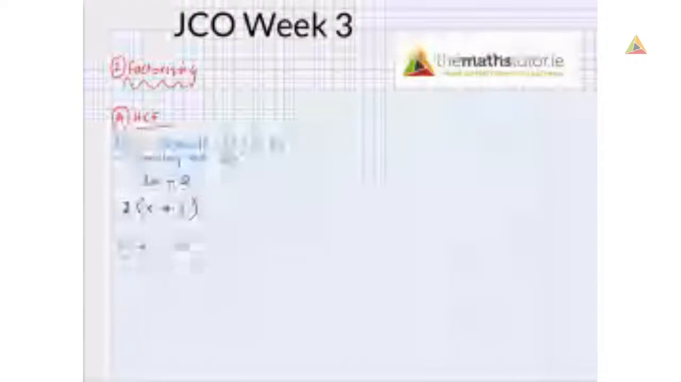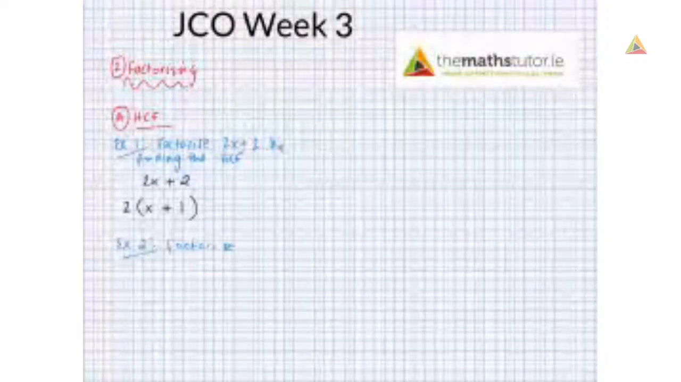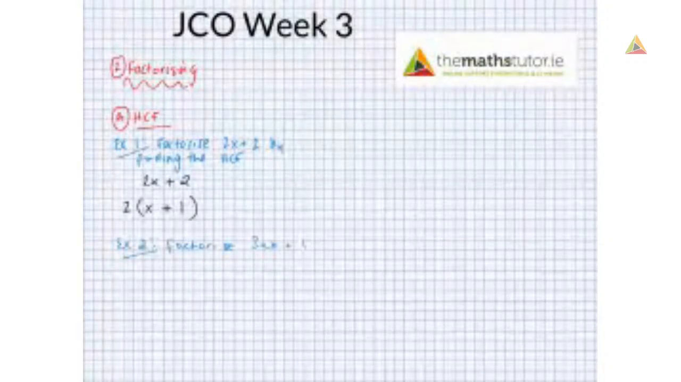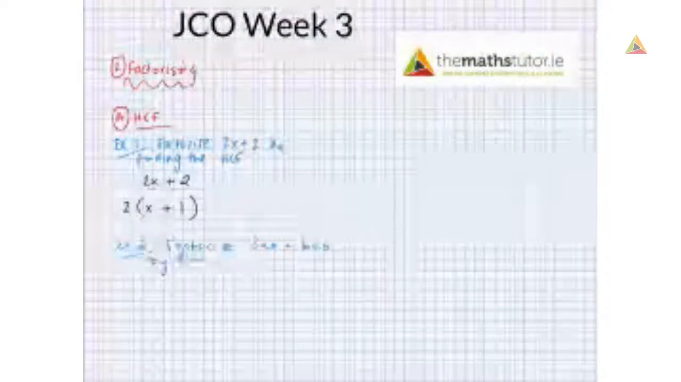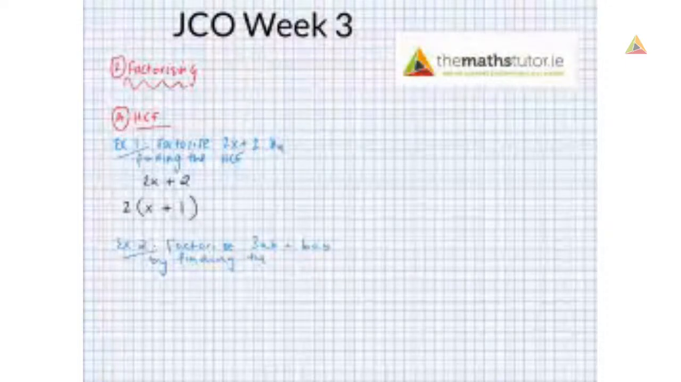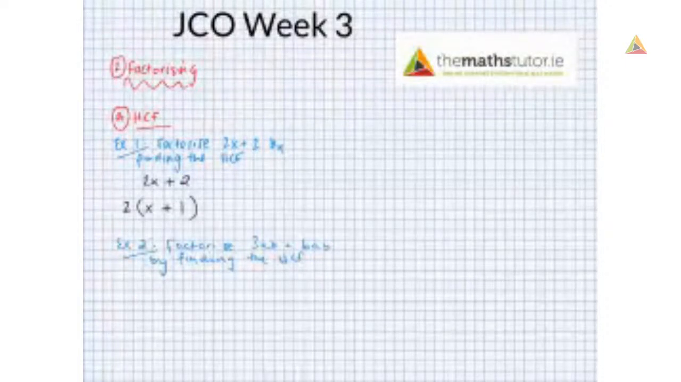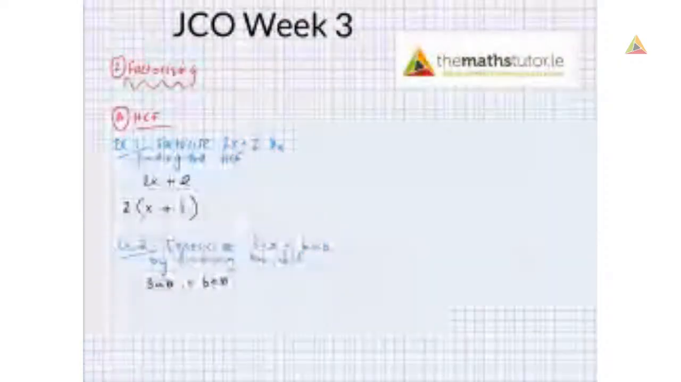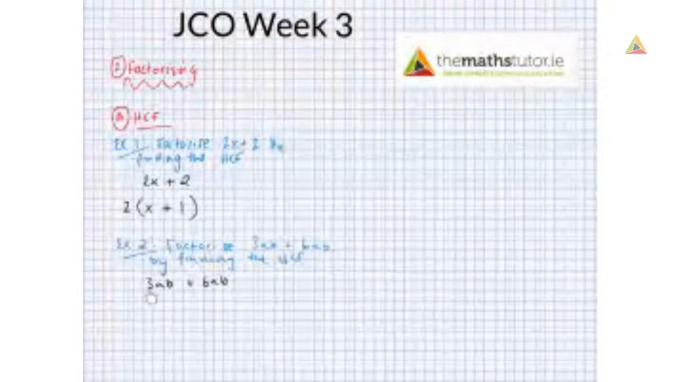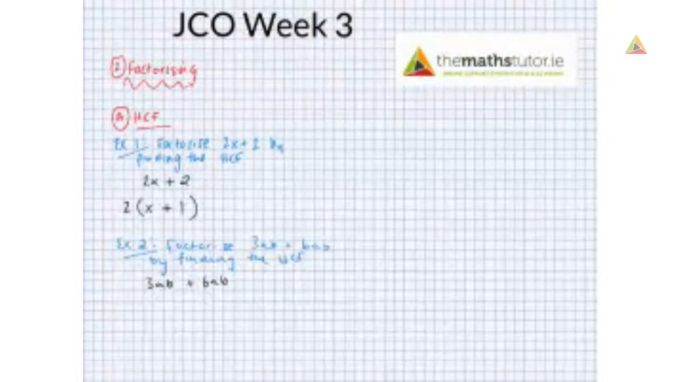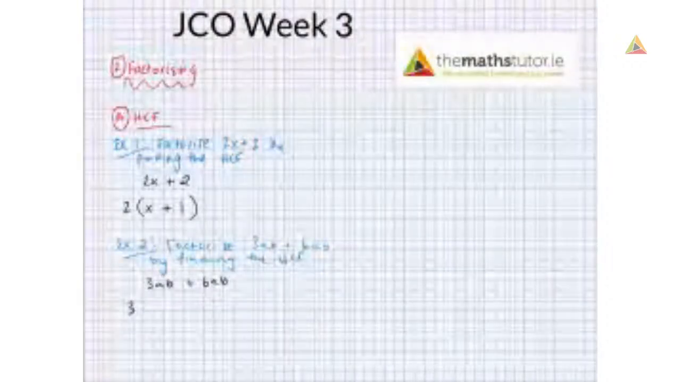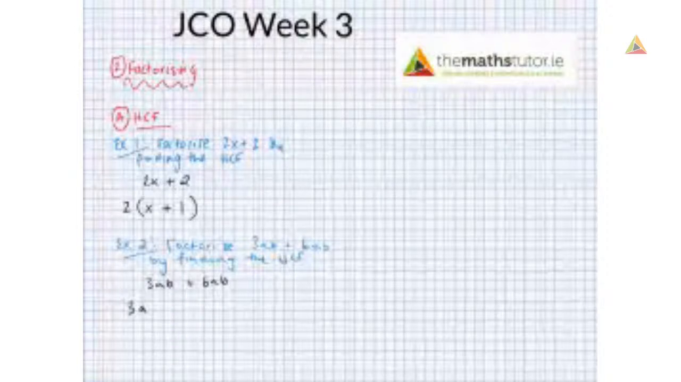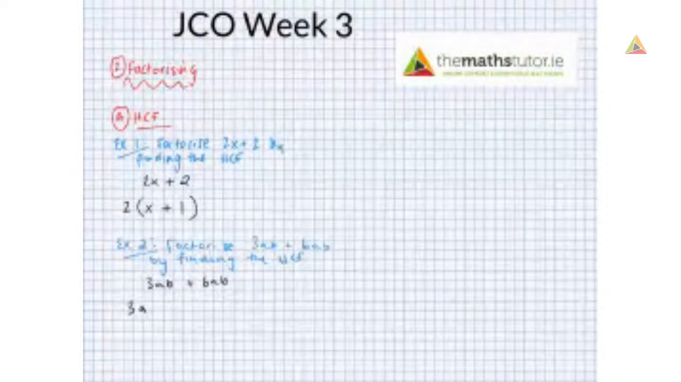The question is to factorise 3ab plus 6ab by finding the HCF, which is the highest common factor. So I'm going to write that out again. We have 3ab plus 6ab. Now, let's look at the number first here. Is there any number that goes into both 3 and 6? The answer is 3. 3 goes into both 3 and 6. Now, we also have an a common to both, so we're going to pull that out. And we also have a b that's common to both, so we're going to pull that out as well.